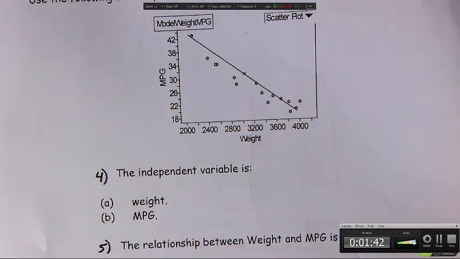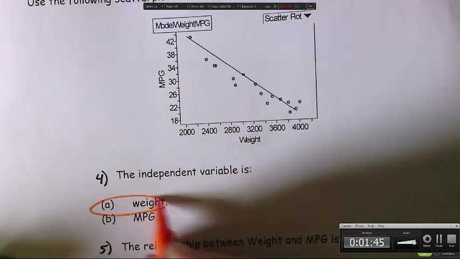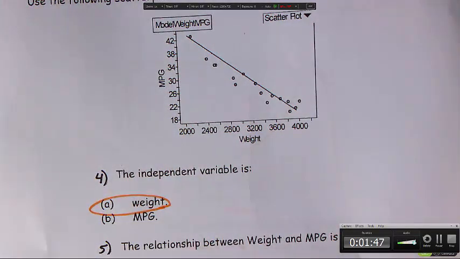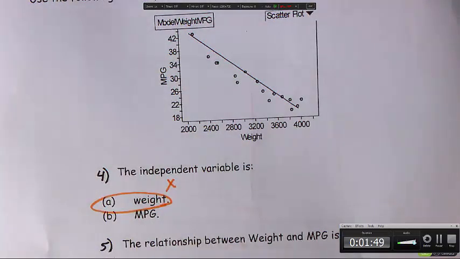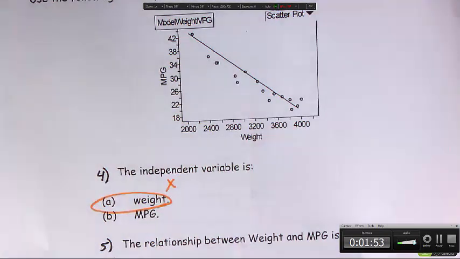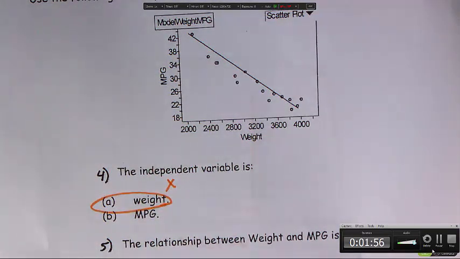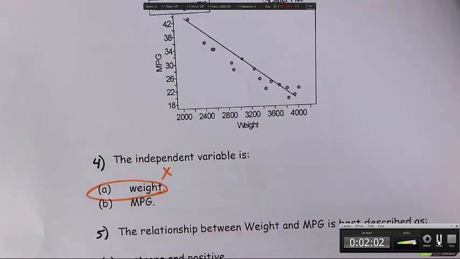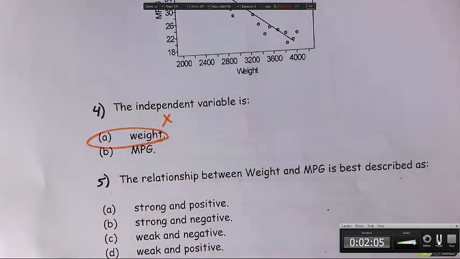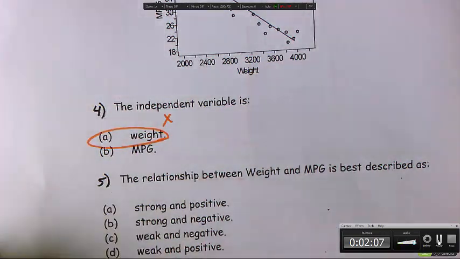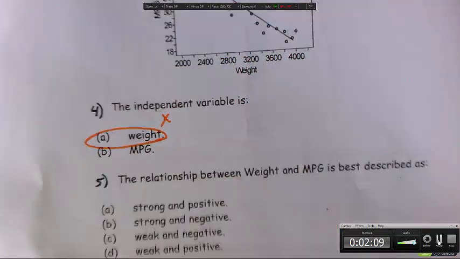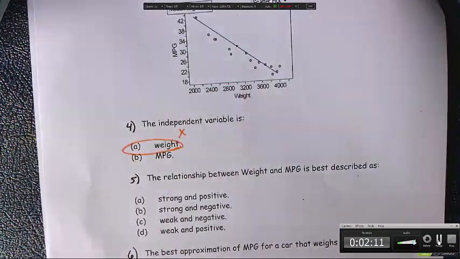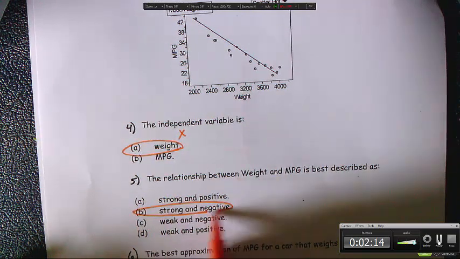The independent variable is weight. Independent is always your X. The dependent is your Y. So once again, it may ask a similar question involving this topic. The relationship between weight and miles per gallon is best described as, it's got a negative slope, so it's negative. Those points are pretty close to that line, so it is strong and negative.